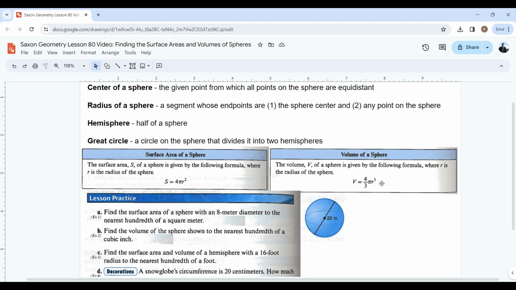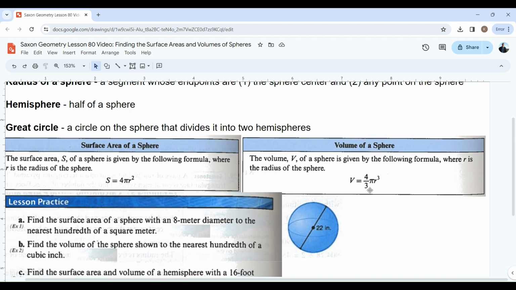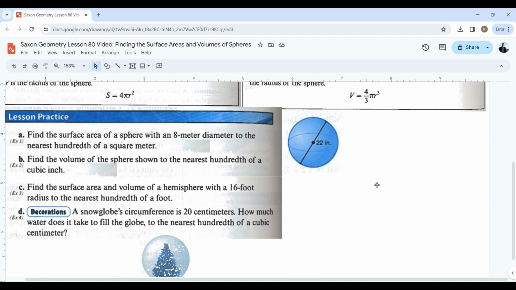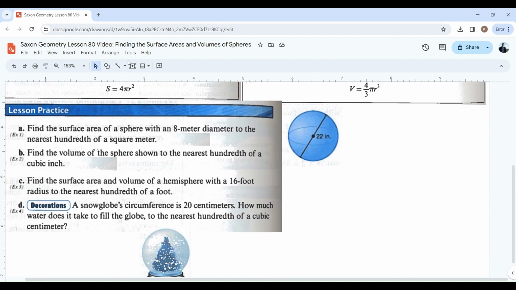Now, just a quick warning. A common mistake that students make is when they're not used to using r cubed in equations. Sometimes students will accidentally use r squared. Watch out for that as you go. Make sure you're using the right equations. And we're going to see just how easy these problems are.